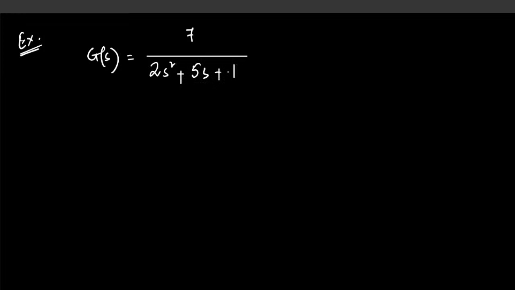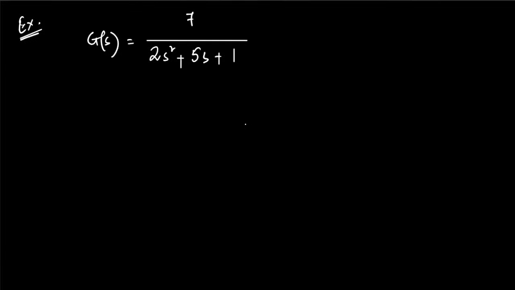Maybe 2 or 3 more examples, I guess. Let's take a second order example. Another example. Say the transfer function is 7 by 2s square plus 5s plus 1, let's say. All right, that's not a problem, right? So convert it to a state space model. That's the question. Okay, so what is the solution?